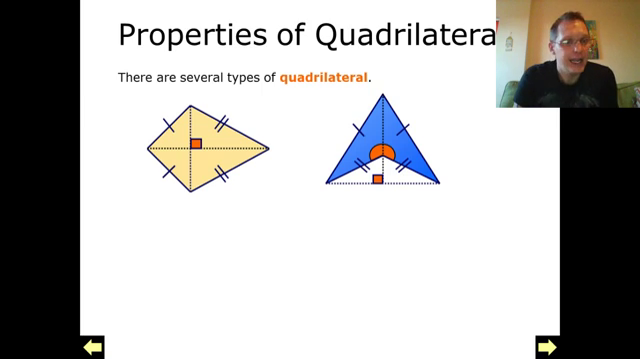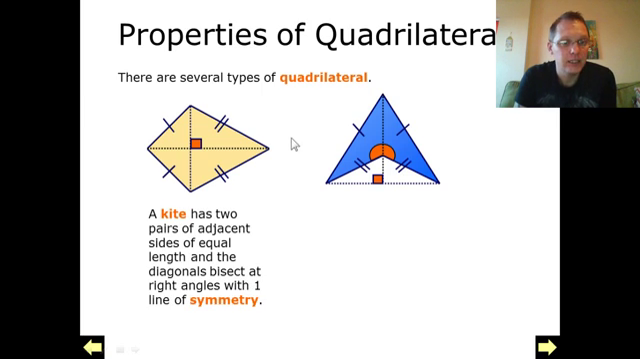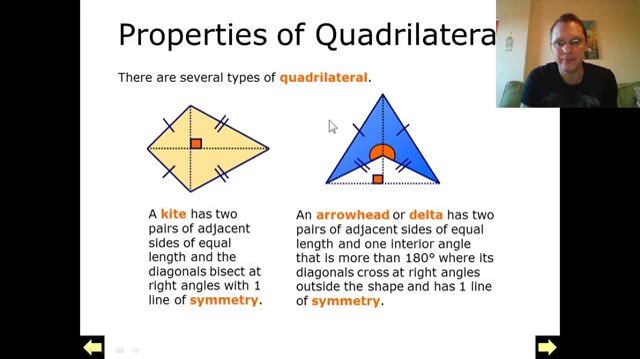2 more. Here we've got our kite. So a kite is pretty much made of 2 pairs of lines which have got equal length. So here we've got one, and here we've got another. Here we've got one, here we've got another. And where the opposite vertices bisect each other, it creates right angles, 90-degree angles. And it's got one line of symmetry, just going straight through here.